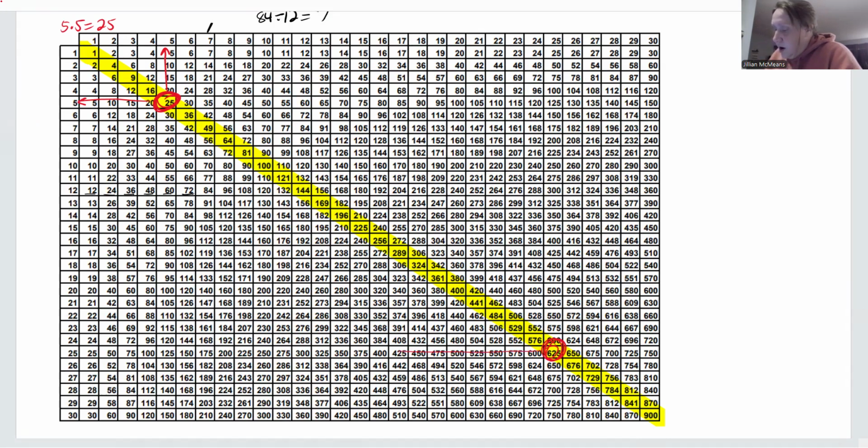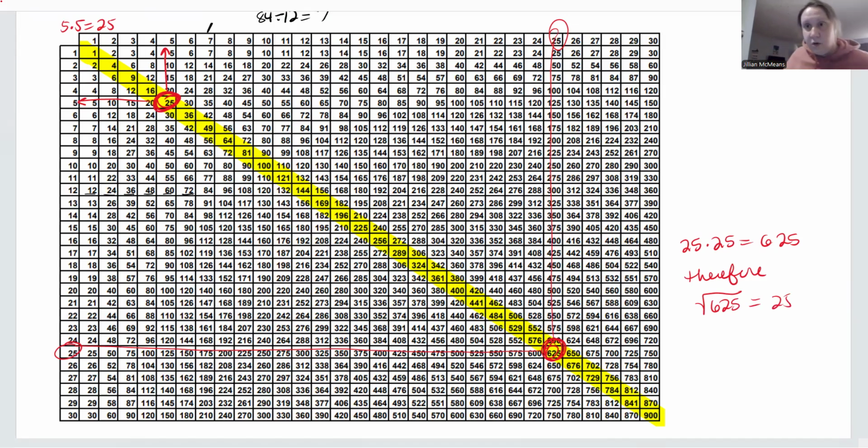Notice if we go all the way to the left and all the way up, we're in the 25th row and the 25th column. So that tells me 25 times 25 is 625. Therefore, the square root of 625 is 25. That's that identical factor. Okay, so that's that number. If you multiply it by itself, you'd get 625. Any number on the diagonal is going to do that, okay?